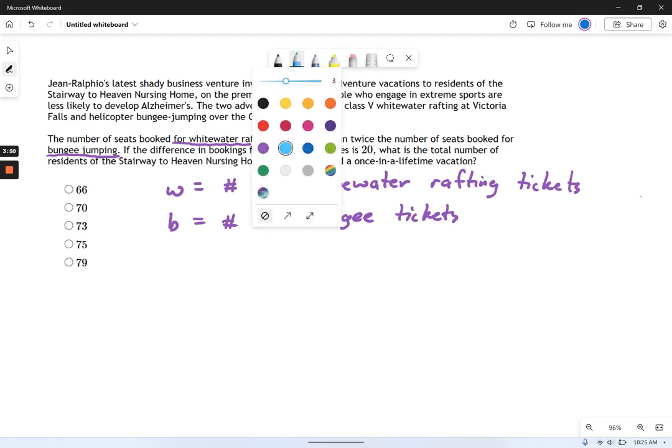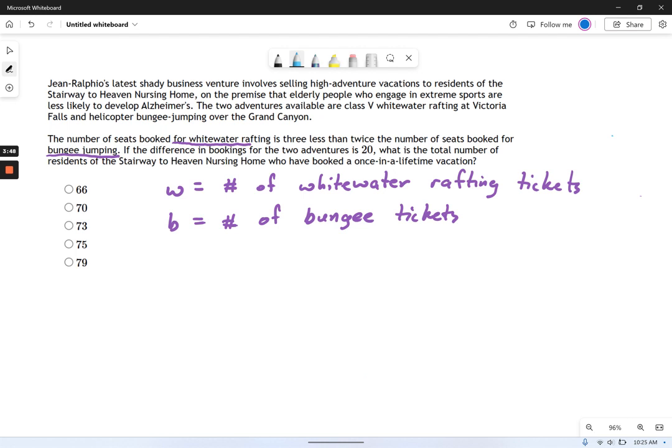Let me use a different color ink for these things. So the number of seats for whitewater rafting is 3 less than twice the number of seats for bungee jumping. So when you see that word "is," that means equals. That means we can say W equals 3 less than twice the seats for bungee jumping. So twice the seats for bungee jumping is 2B, and 3 less than 2B is 2B minus 3. So that's my first equation.